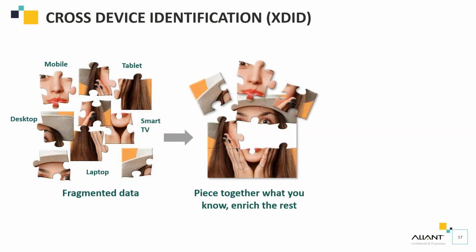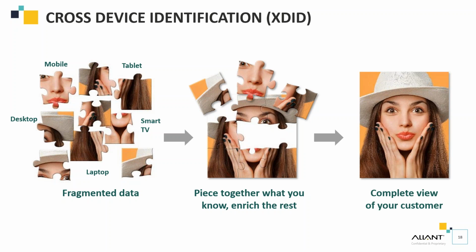Cross-device identification is achieved by linking customers' multiple devices to one identity and piecing all that fragmented data together, like this slide shows, pieces of a puzzle. Once this is done, voila, a complete view of your customer is achieved by linking all those pieces together to enhance your marketing programs and definitely inform personalization.